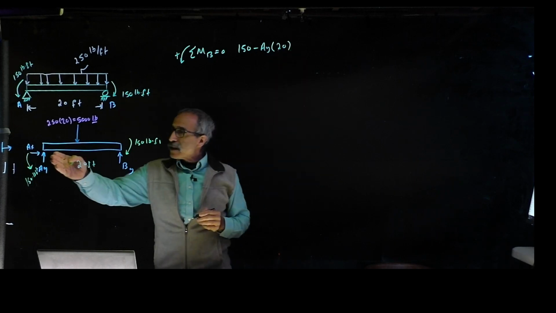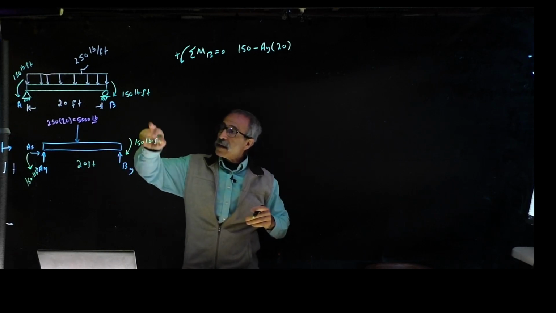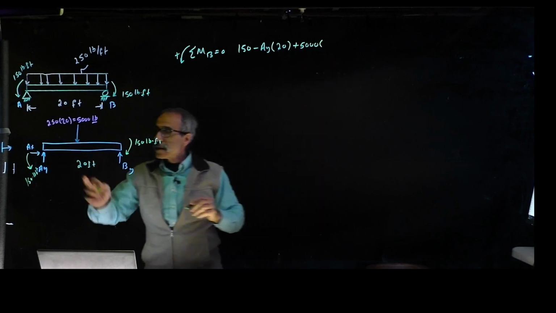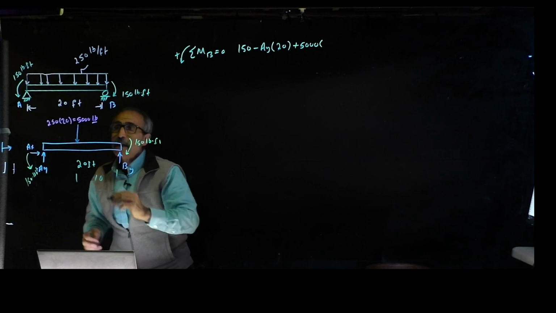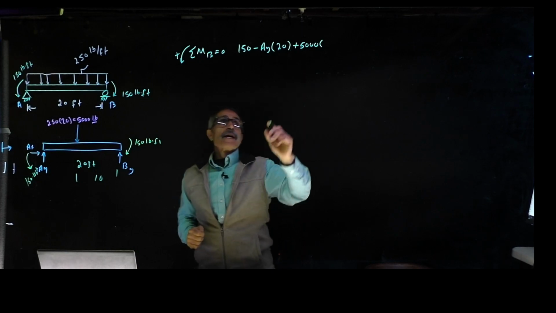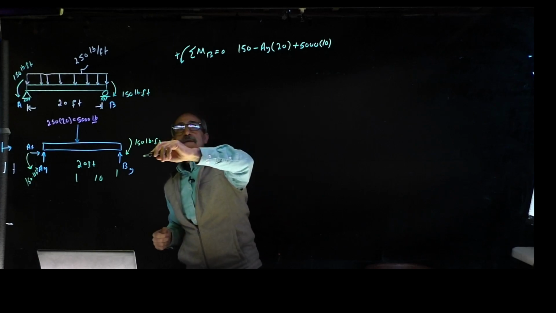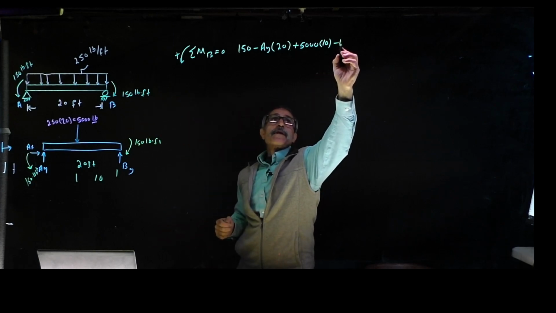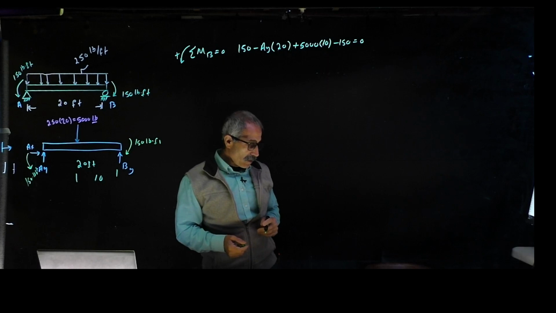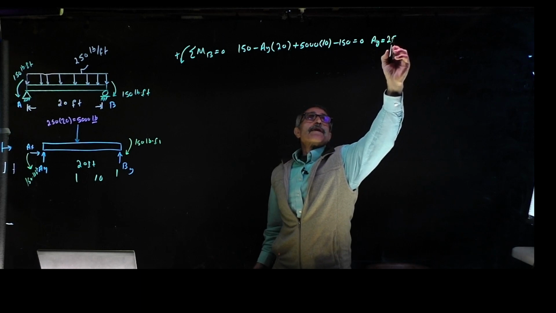Then I have nothing until I come to the 5,000, and that rotates counterclockwise, so it's positive: plus 5,000 times the distance, which is the center of this rectangle, 10 feet away. So times 10, and then I have this moment going counterclockwise, which is minus 150, and that equals 0. I can calculate that AY comes out to be equal to 2,500 pound.